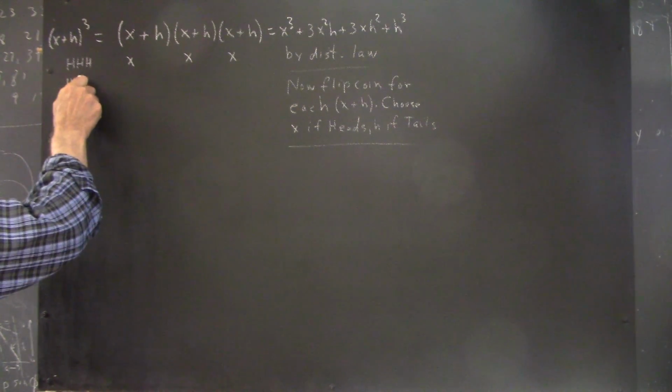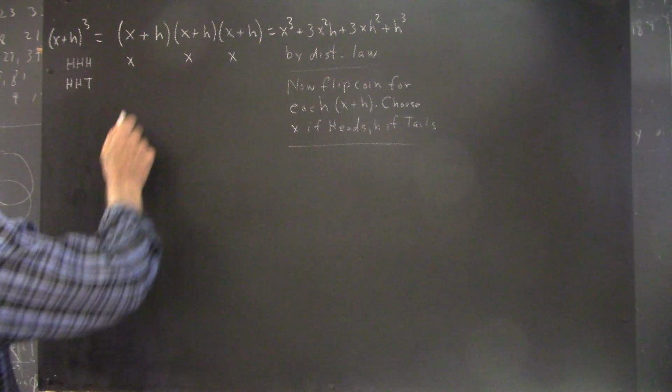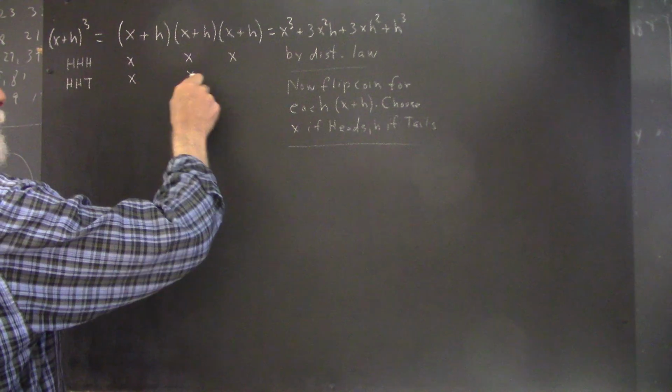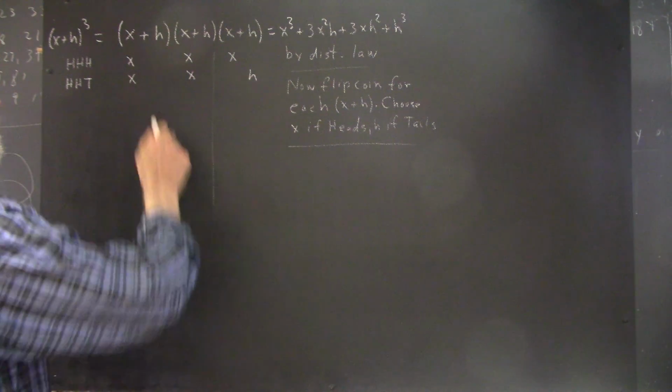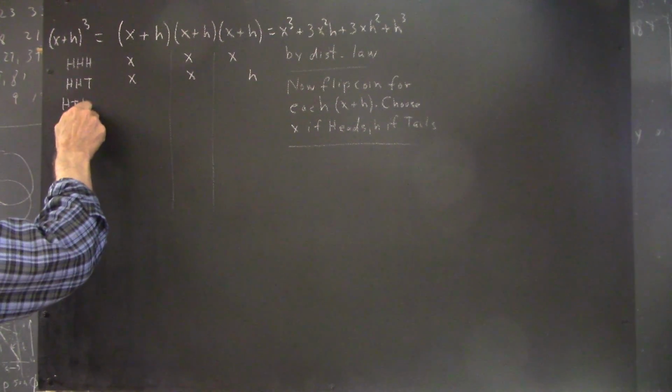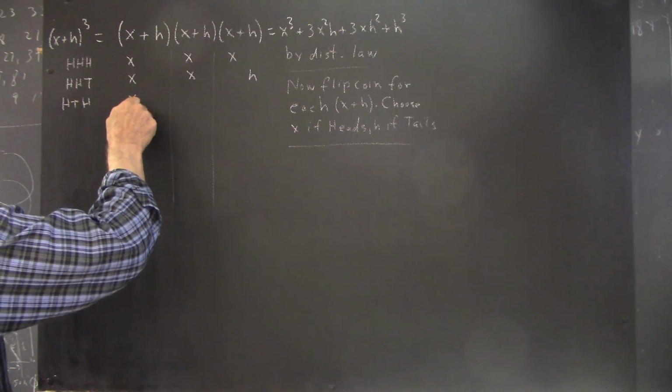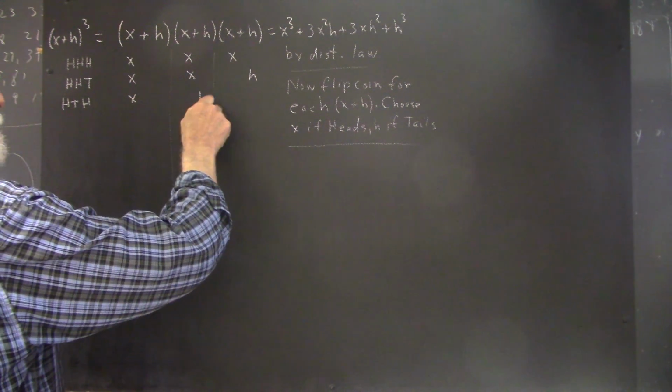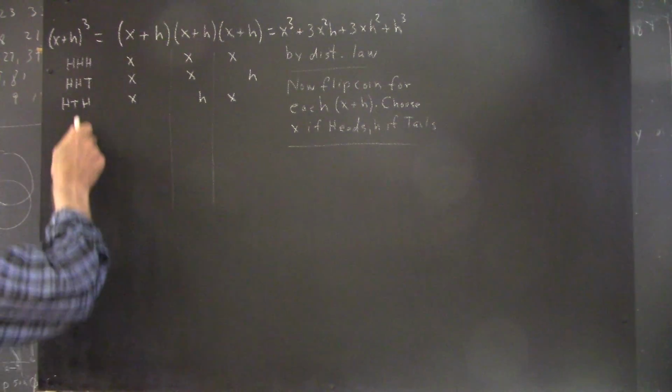If we flip heads, heads, tails, what are we going to get? We're going to get an x here, an x here, and an h here. What if we get heads, tails, heads? Well, then we get an x here, an h here, and an x here. Let's go heads, tails, tails. We get an x here, an h here, an h here. Now let's say we have tails, heads, heads. That means we're going to get an h here, an x here, and an x here.